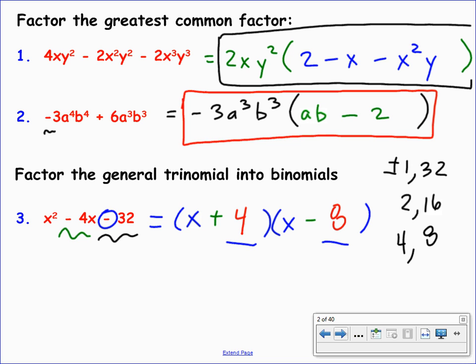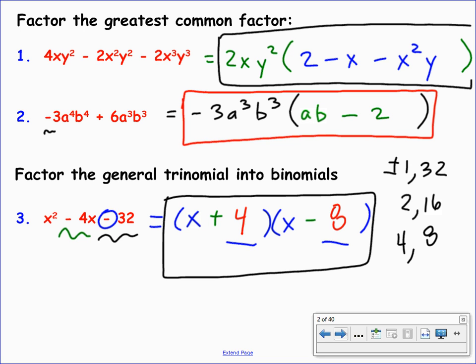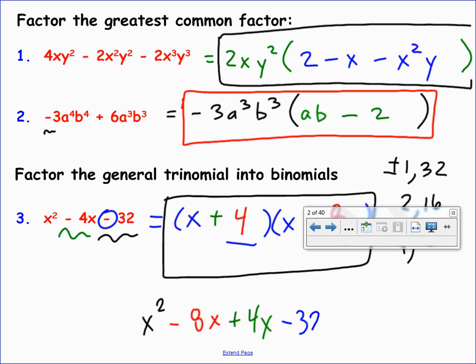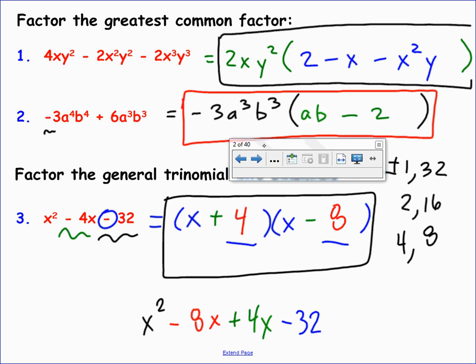So that's absolutely right. So we can check every single answer, right? By doing a FOIL problem again, we can multiply first the outside product, negative 8x, the inside product, plus 4x, and the last product, negative 32. Does that equal my original?